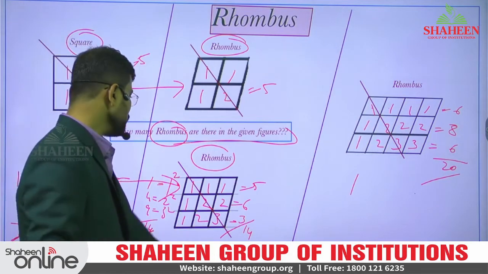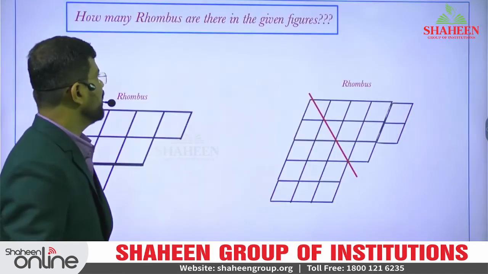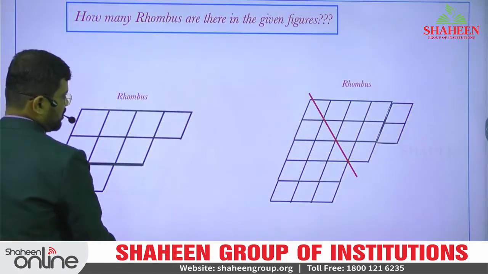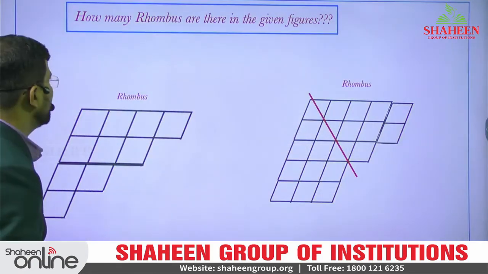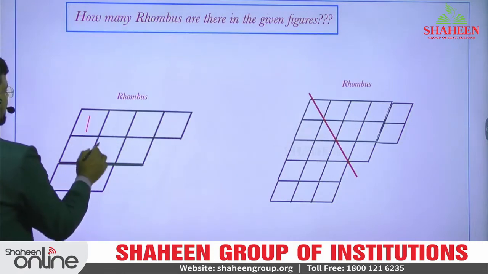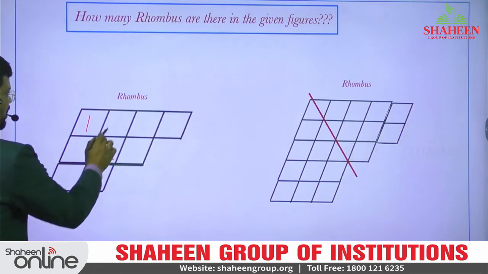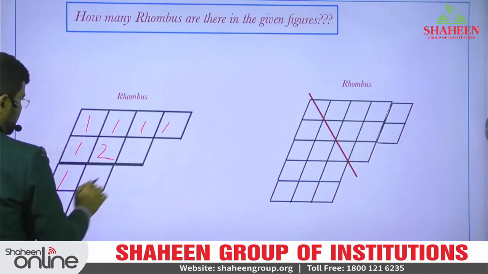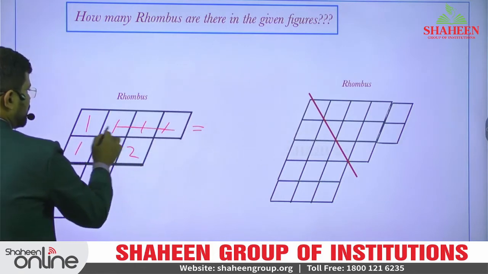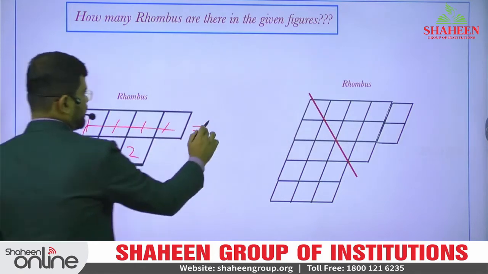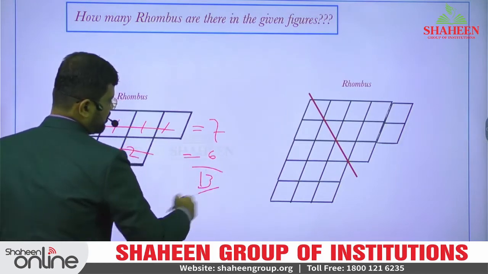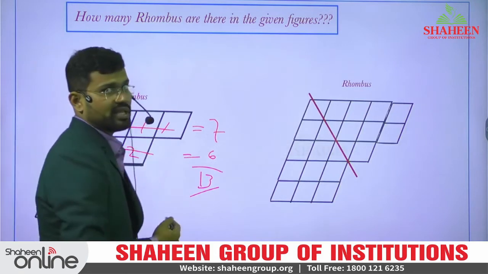Fine. Now friends, let us move to another example. Rhombus here. Again the same, 1, 2, 1, 1, 1, 1, 1, 2, 2. So here count it: 1, 2, 3, 4, 5, 6, 7, so 7 here, 2 into 3, 6, yes, 13. So there are 13 rhombus in the given figure.